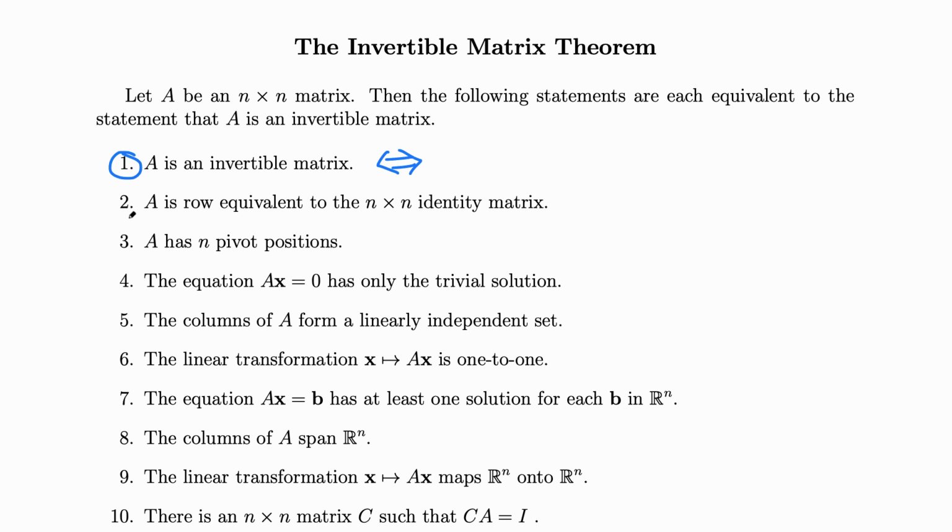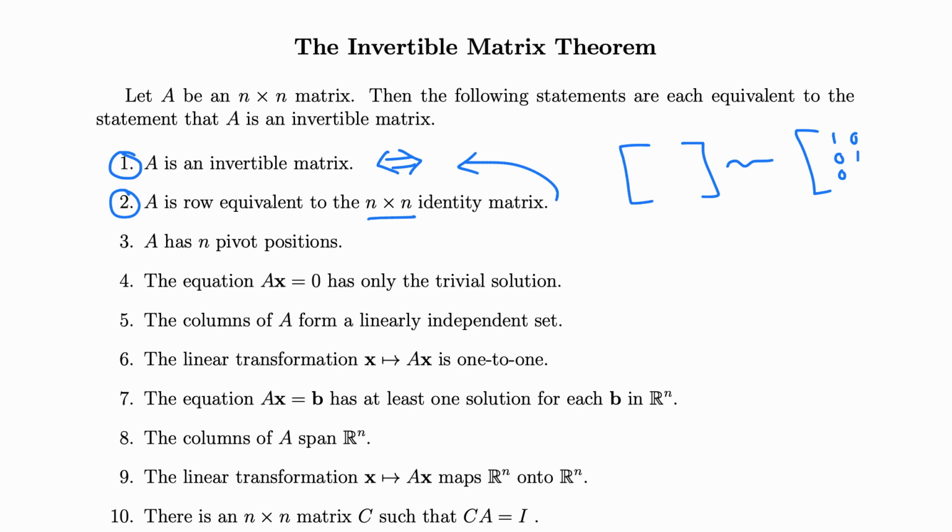Or if somehow you find number 2 true, you have a matrix A and you did the row reduction and you got the n by n identity matrix. Identity means 1, 0, 0, 0, 1, etc. That means A is an invertible matrix. Okay, so all of these are equivalent.